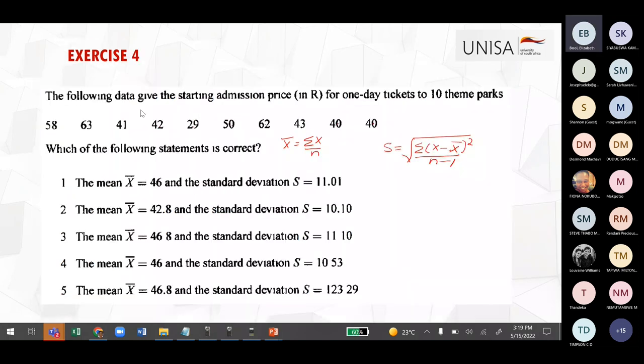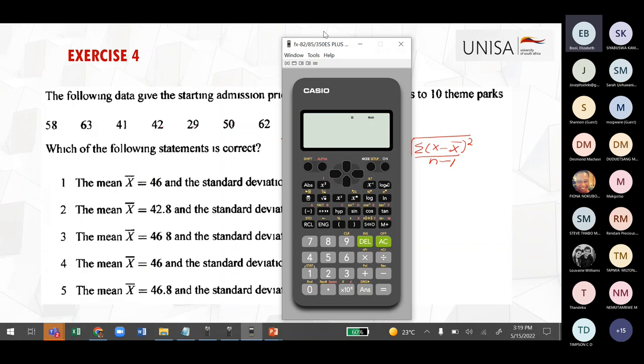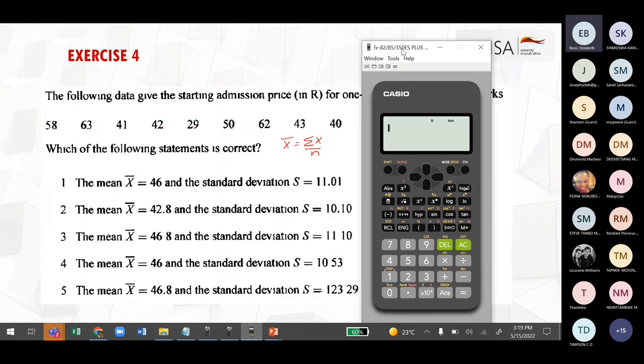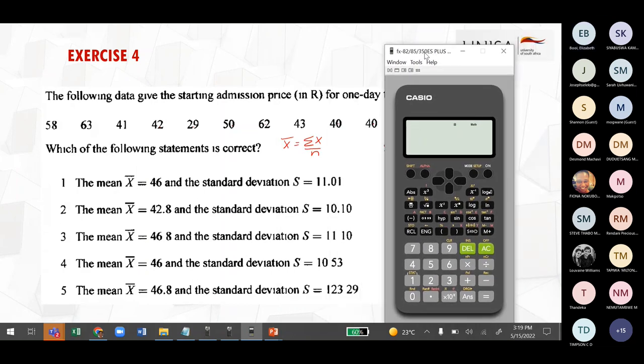Okay, so I'm going to start first by showing you on a Casio calculator. For those who have a Casio calculator, I'm going to hide all of this and only show the values. So in order for you to calculate this information on your calculator, you're going to have to put your calculator to stat mode.